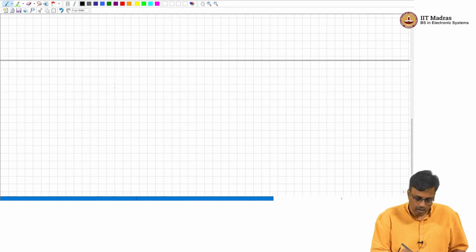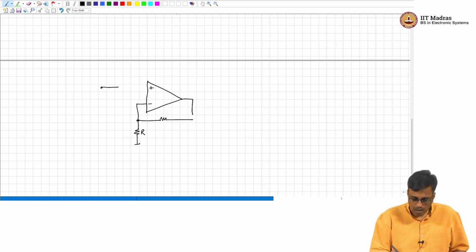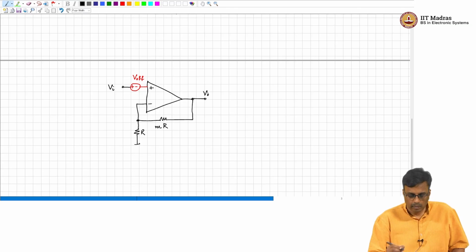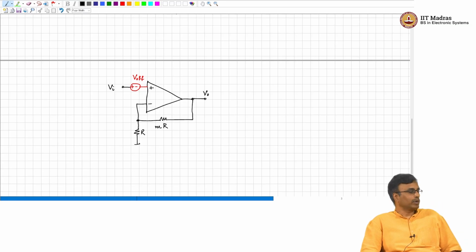So, let us take our circuit. What will the output be? How will we solve this problem?